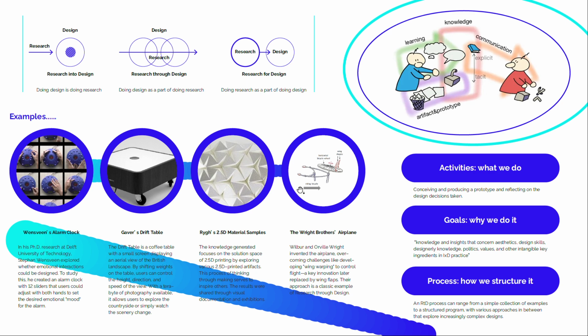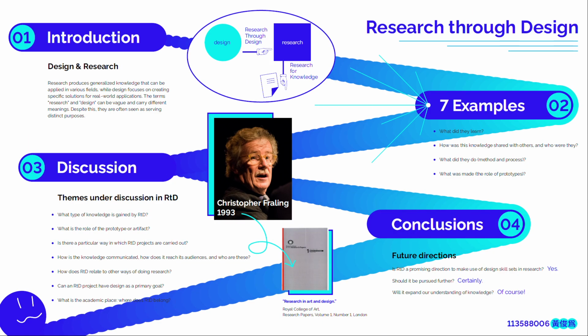And we come back to discussion. A number of questions have been discussed by the researchers, like first, what type of knowledge is gained by research to design, and what is the role of the prototype or artifact, and is there a particular way in which research to design projects are carried out, and how is the knowledge communicated, how does it reach its audience, and who are these?